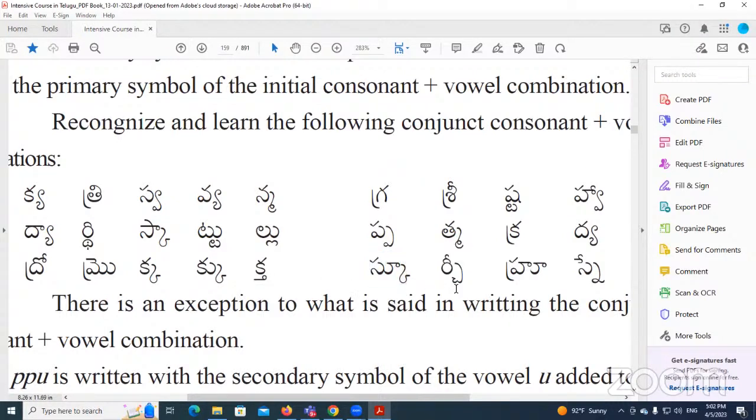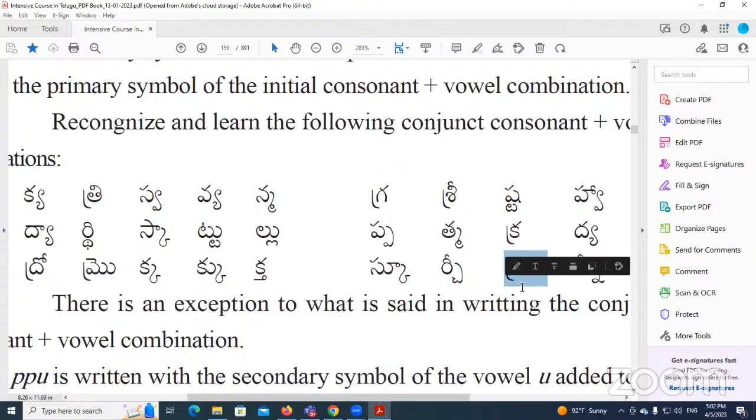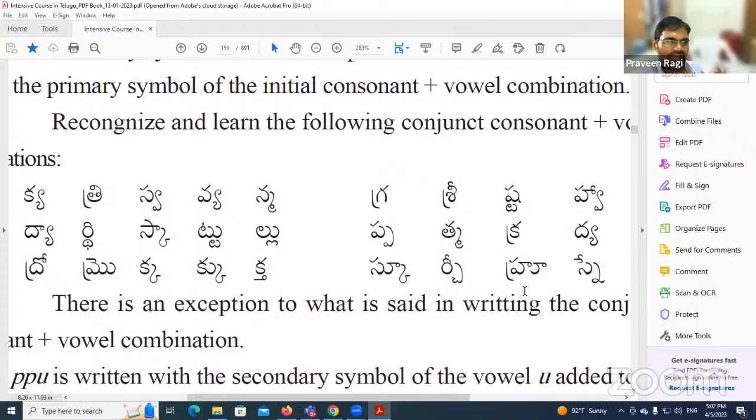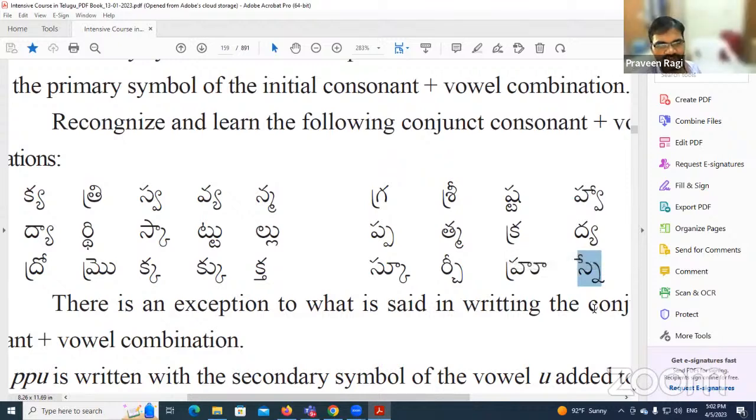School. Urchi. Okay, let's see one example. Nehru. Can you read? Nehru. Yes. Sneh. Example word is sneham or snehitudu. Sneham means friendship. Snehitudu means friend for male.